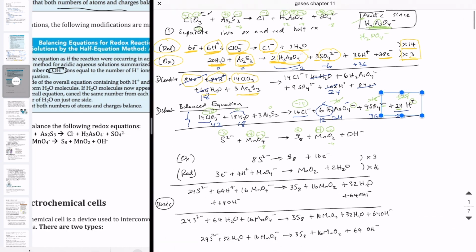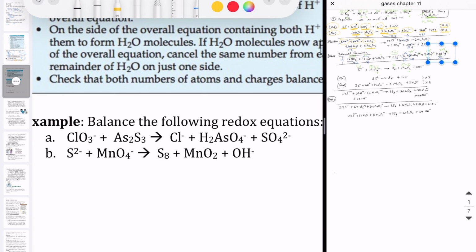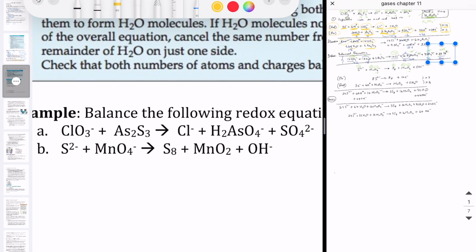That's number one. You can see that it's quite a bit more steps to balance compared to your standard balancing using trial and error, okay? So the second question is the one shown here. S2 minus plus MnO4 minus goes to S8, MnO2, and OH minus.